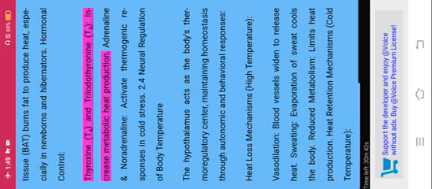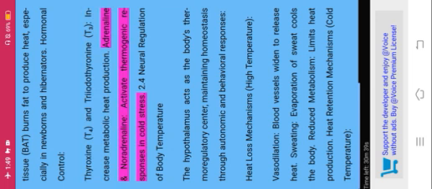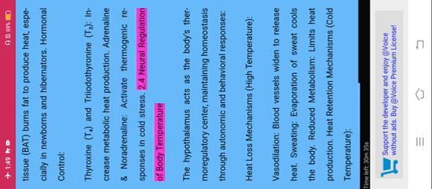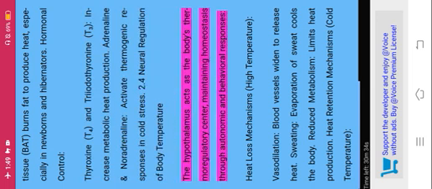Hormonal control. Thyroxine, T4, and triiodothyronine, T3, increase metabolic heat production. Adrenaline and noradrenaline activate thermogenic responses in cold stress. 2.4 Neural regulation of body temperature. The hypothalamus acts as the body's thermoregulatory center, maintaining homeostasis through autonomic and behavioral responses.